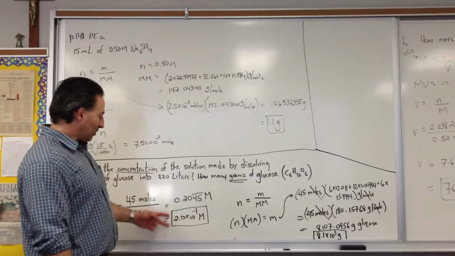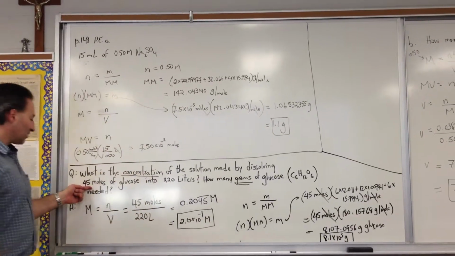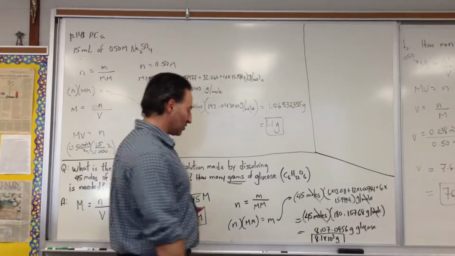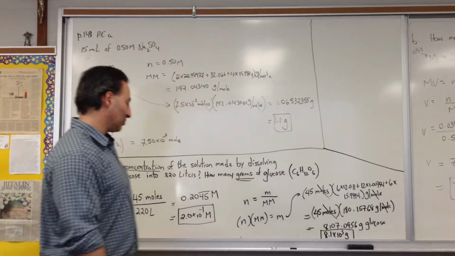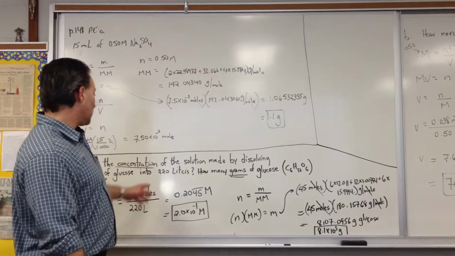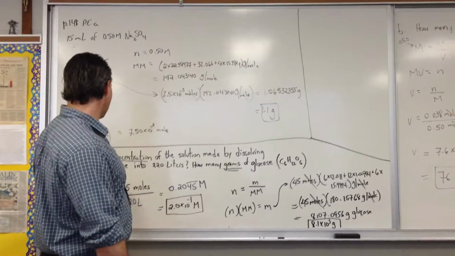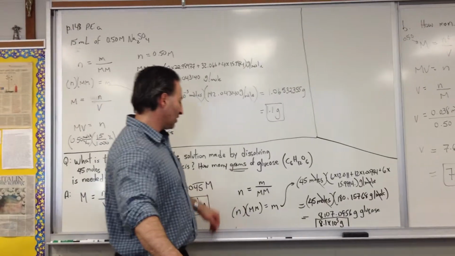And we report it to only two significant figures because there are only two significant figures here. So the answer would be 0.2 moles, or 0.2 molar. It's the concentration, moles per liter. Then we're asked how many grams of glucose are in 45 moles. So we use this equation.